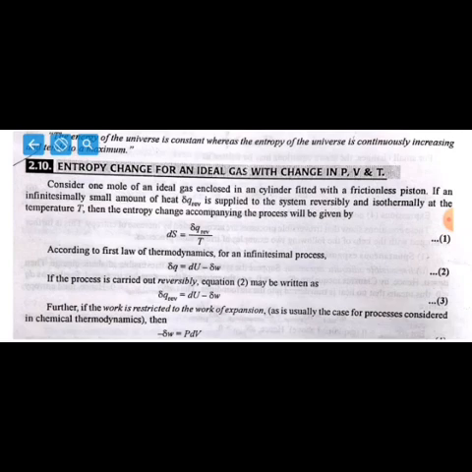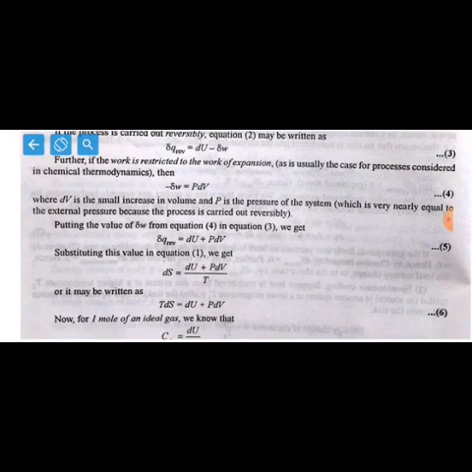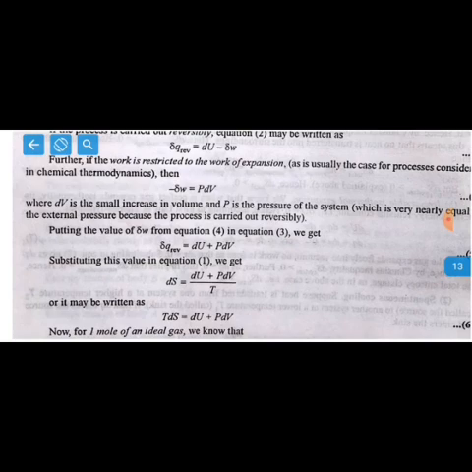If the process is carried out reversibly, equation 2 may be written as δq reversible is equal to dU minus δw. Therefore, if the work is restricted to the work of expansion, as is usually the case for processes considered in chemical thermodynamics, then minus δw is equal to PdV. That is equation 4, where dV is the small increase in the volume and P is the pressure of the system, which is very nearly equal to the external pressure because the process is carried out reversibly.